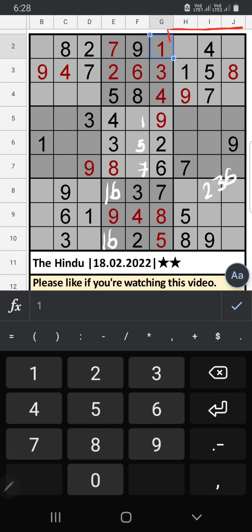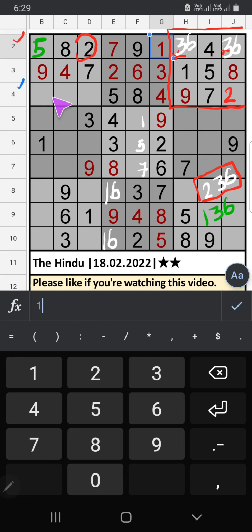Third grade, only 3 numbers are remaining: 2, 3, 6. Second row we have 2, so 2 can't come in these cells. Then 2 is confirmed here. Then only 2 numbers are remaining, 3 and 6. It will come in any one of the cells, we will confirm later. And in the second row only 1 number is remaining, 5 is confirmed here.